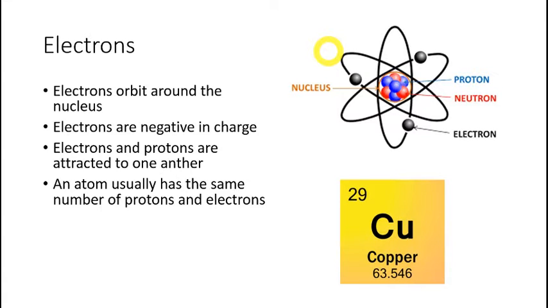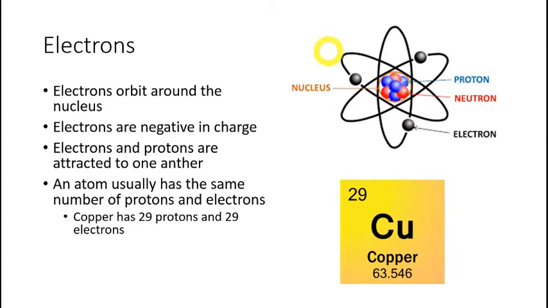An atom usually has the same number of protons and electrons. And I want to be clear, I use the word usually here. If we have a stable atom, we should have 29 protons, and we should have 29 electrons. Electricity has a little bit to do with that not always being the case, and that's why I had to use the word usually there. So in this case, if this is a stable copper atom, we would have 29 protons and 29 electrons, and it would be in balance with one another.